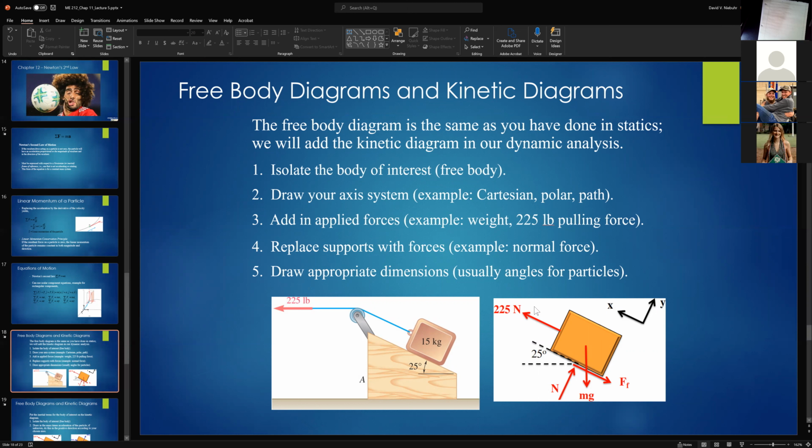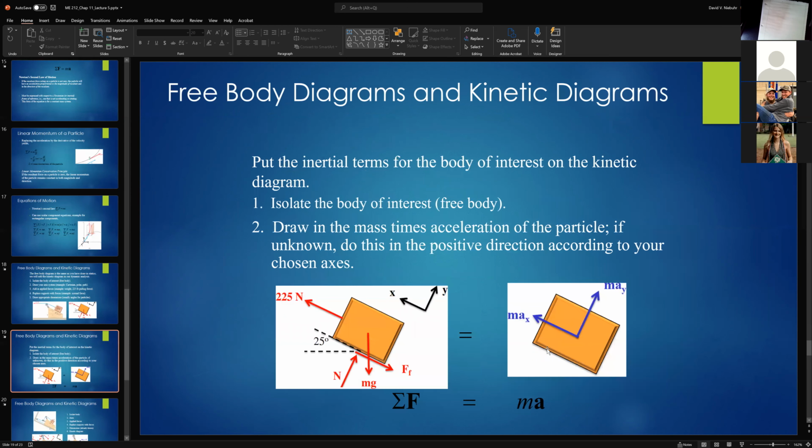So here you have the free body, and this would be what I consider the left side of the equation. This is the F. So these are all the forces acting on it. And then you go to the ma, or the right side of the equation. So here we have the FBD on the left, and then on the right, you have the kinetic, or the mass acceleration diagram, or MAD for short. So kinetic diagram, mass acceleration diagram, same thing. And there you're going to draw your mass times acceleration of your particle, depending on what it's doing.